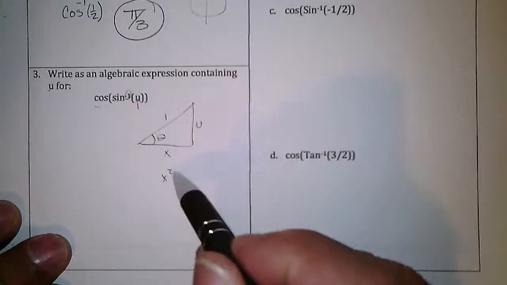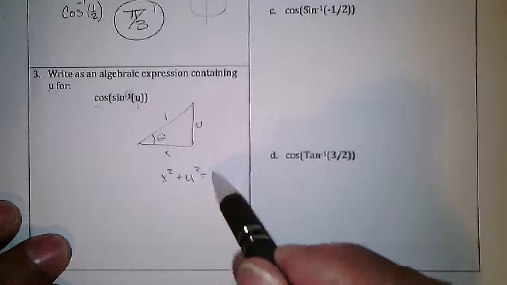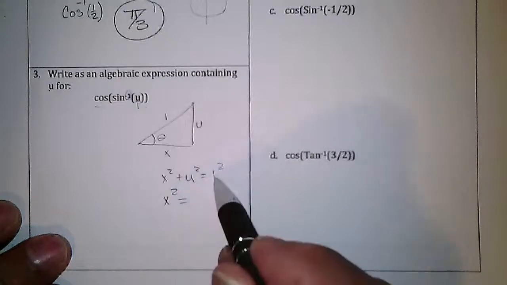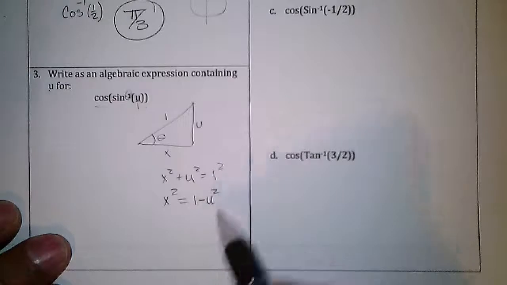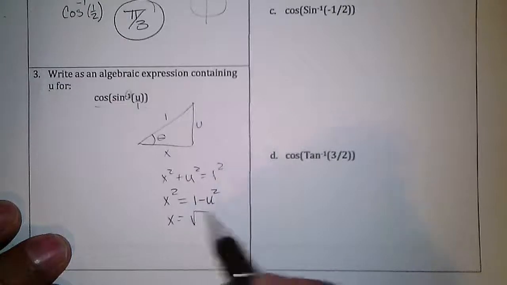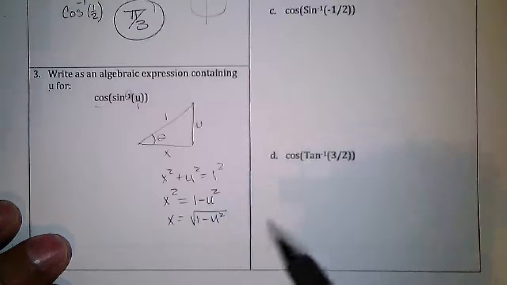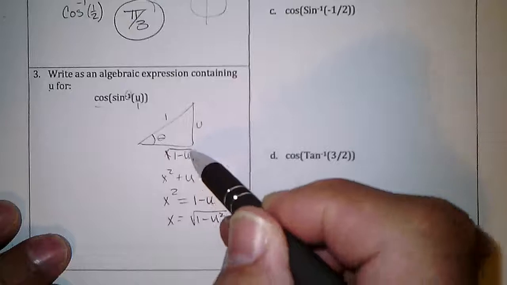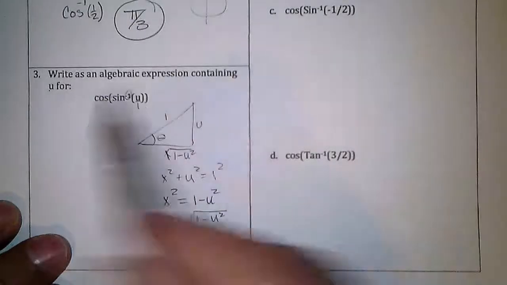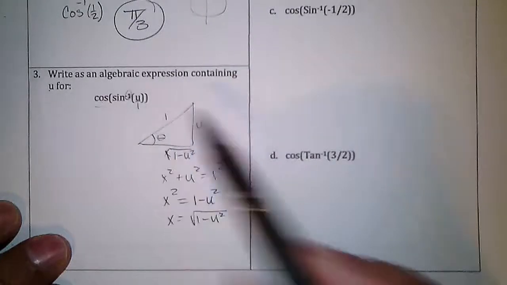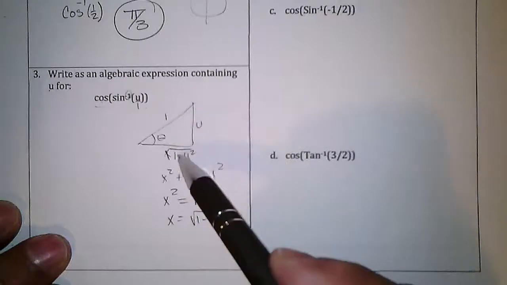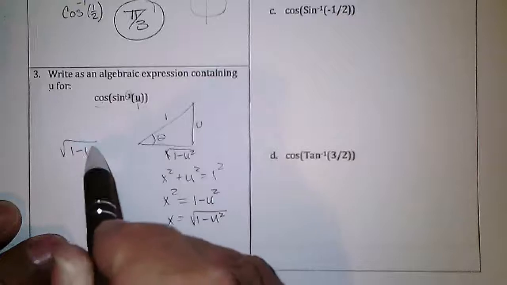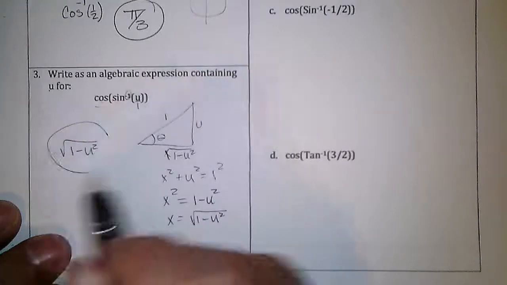So we've got x squared plus u squared equals 1 squared. So x squared equals 1 minus u squared. So x is equal to the square root of 1 minus u squared. And now we've got to find the cosine of the angle. The cosine is x over r, or adjacent over hypotenuse, so that's going to be the square root of 1 minus u squared over 1.